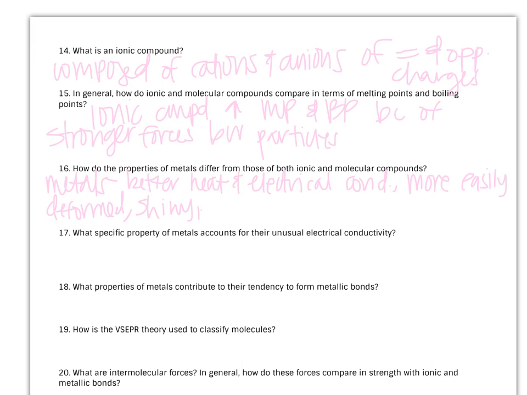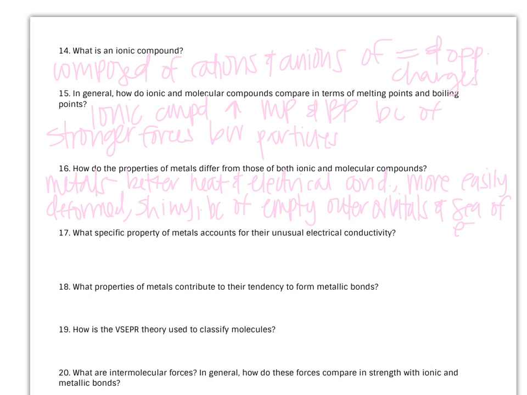And this is all because of empty outer orbitals and a sea of electrons in those outer orbitals. So remember, whatever electrons they do have, they don't follow their normal wave pattern. They just kind of float in the outer orbitals.